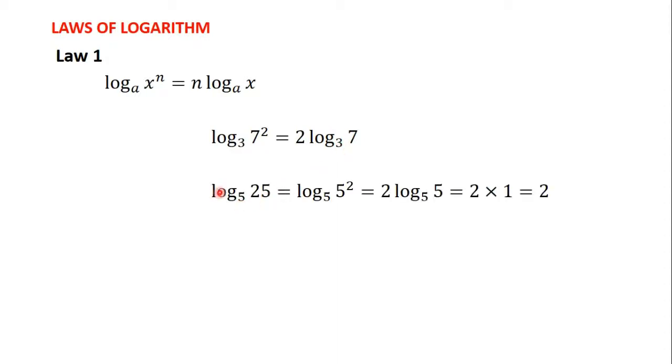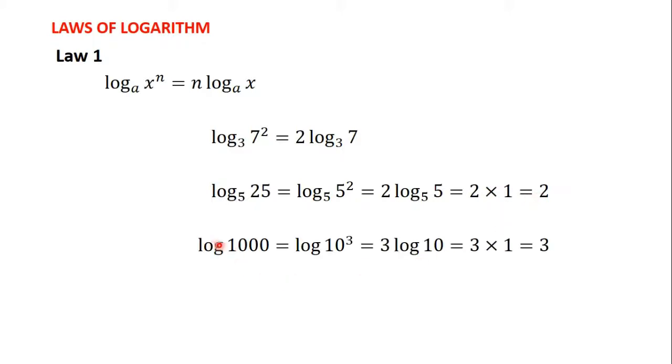If you have log 25 base 5, we know that we can express 25 in index form. If you express this in index form, you have 5 exponent 2. This will give us 2 log 5 base 5. We learned in the previous video that the logarithm of any number to the same base is 1, which means that log 5 base 5 is 1. So you have 2 times 1, which will give us 2.